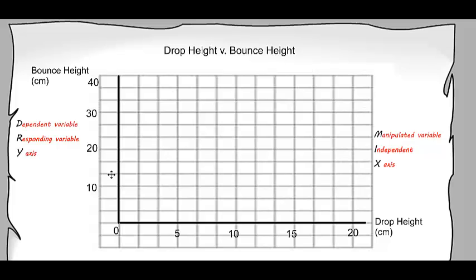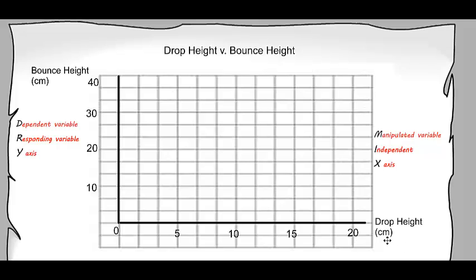Before graphing the data, you need to decide on an appropriate scale for each axis. The scale is the numbers used on the axis of the graph, and the scale usually begins at 0. The scale of the graph is very important. You can see that my scale for the x-axis goes from 0 to 20 centimeters.